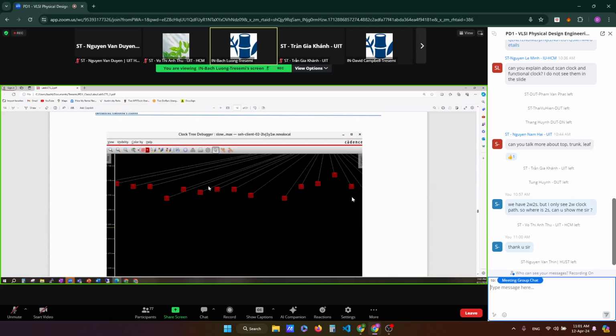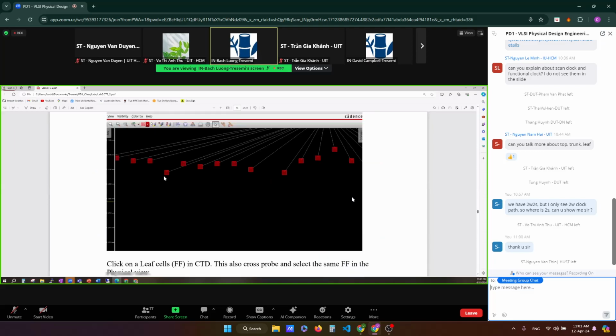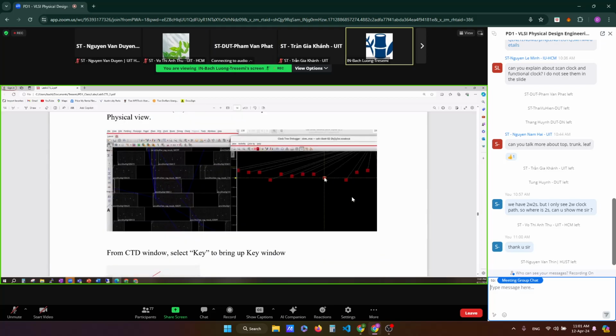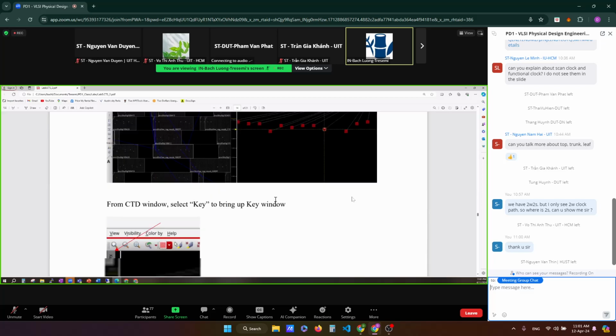So zoom in. This is the leaves. If you click on these flops, it will actually highlight and show you what cells it is in your physical view. So you highlight here, it will highlight which flop according to that flops. So you can play with this.